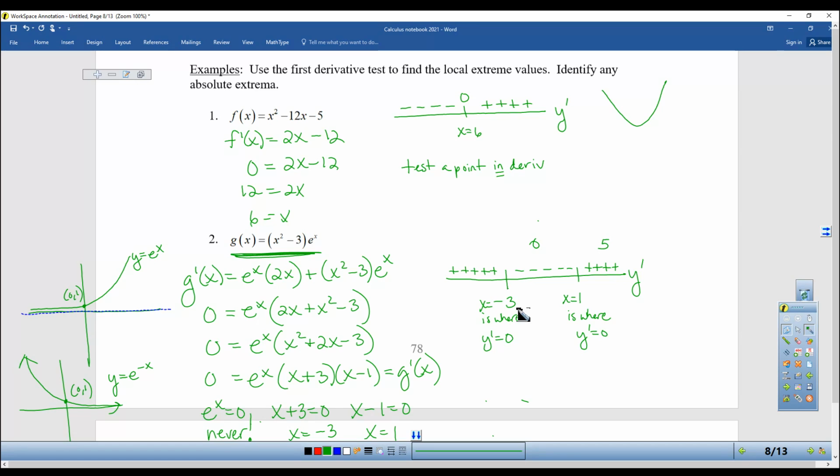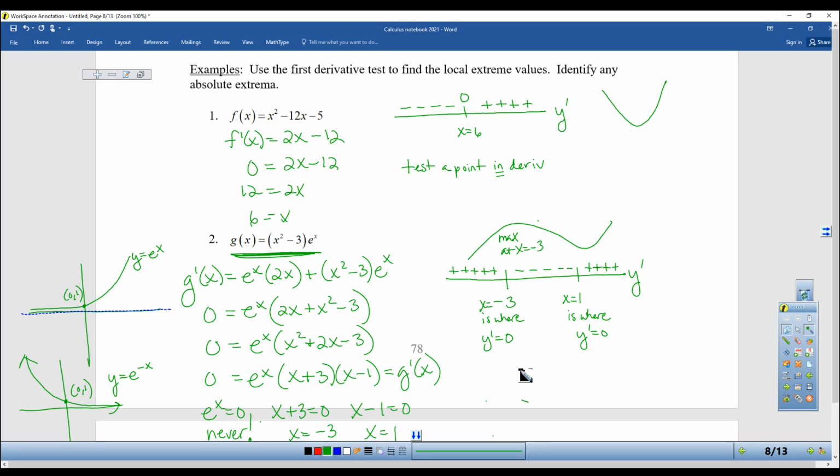So what are the extreme values? There's one at -3 and there's one at 1. We actually didn't find it though, did we? This is going to be a max. This graph goes up and then down and then up. So there is a maximum at x is equal to -3.